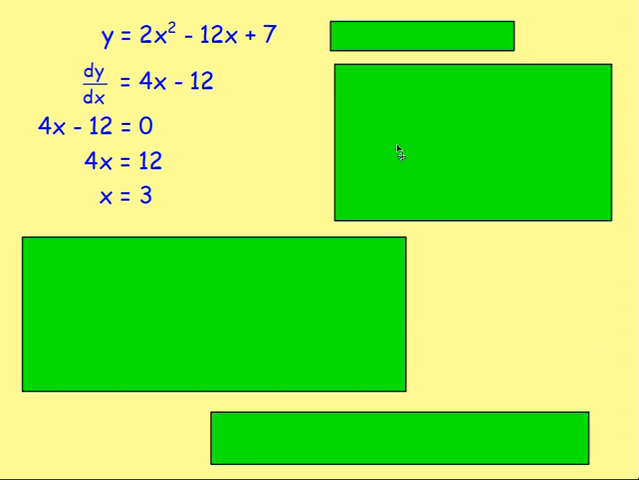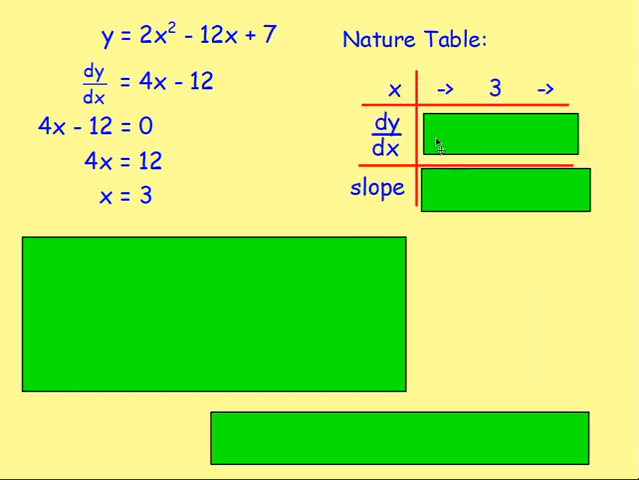Step 3 was the nature table. And the nature table lets us know if this is a maximum or a minimum by considering a point just before and just after this x value. So for your nature table, at the top line, you put in 3 and you pick a point just before that and a point just after that. You want to go very close to 3, so you normally just go out by 1. Sometimes you can't do that and you'll have to go out by a smaller decimal, but normally going out by 1 will be absolutely fine.